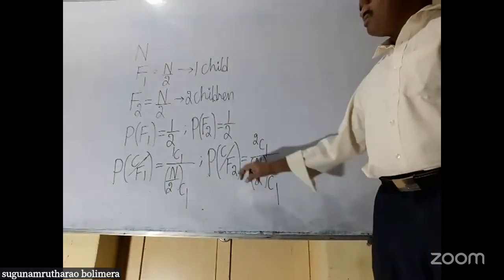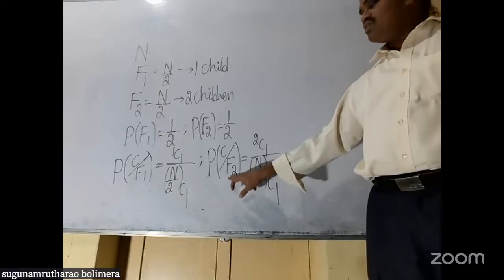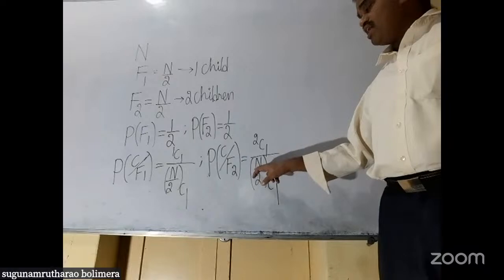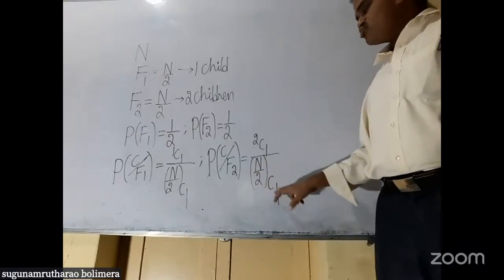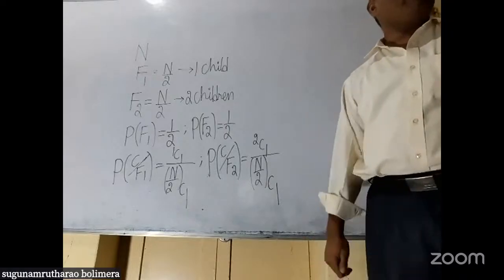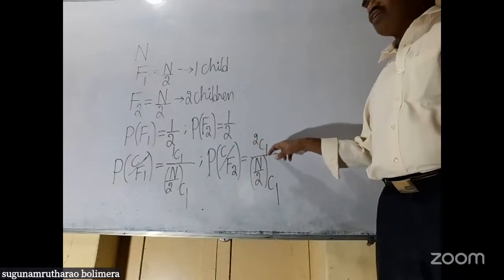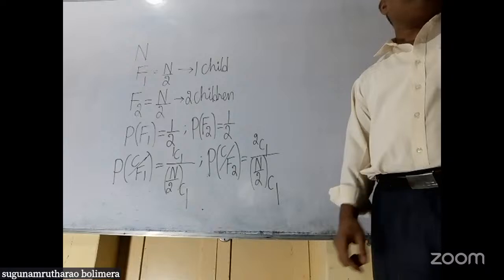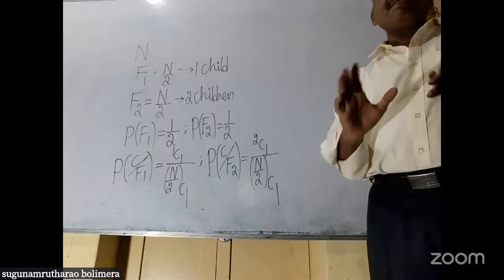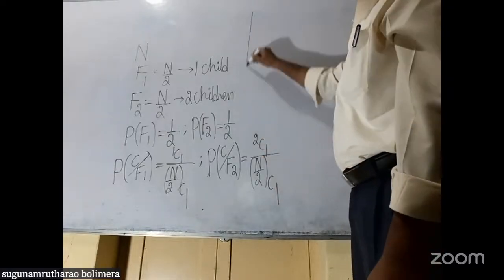And next, take F2, and in that F2 you are having again n by 2 families. Among those n by 2, choose one family. In that family we are having two children. One chosen out of those two. Okay, this is the data that you have to write. After writing, it is very simple.